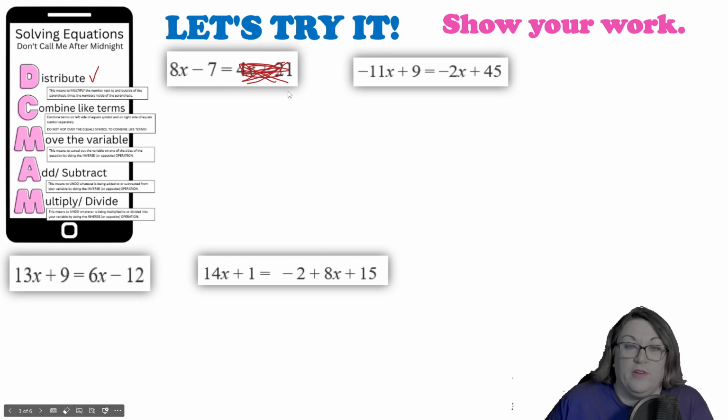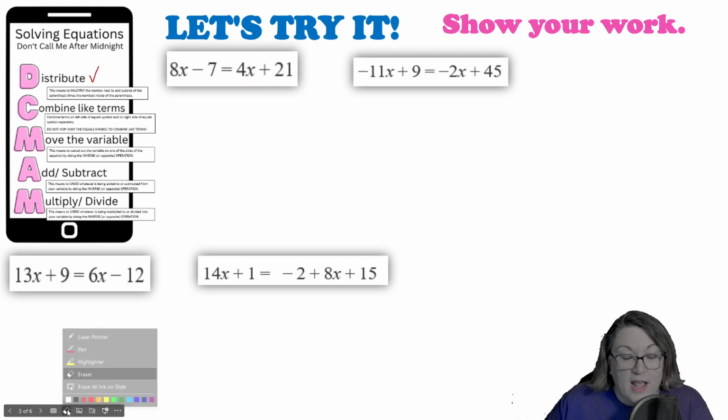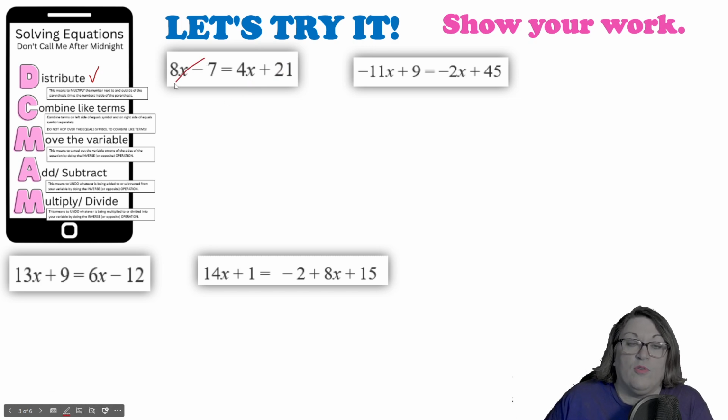After I crossed it out, I'm going to erase it, and then cross out the other side. The reason I'm going through the trouble of crossing out each side is so that we can look at just one side at a time. And as you can see, I could not combine the 4x with the 21 either.